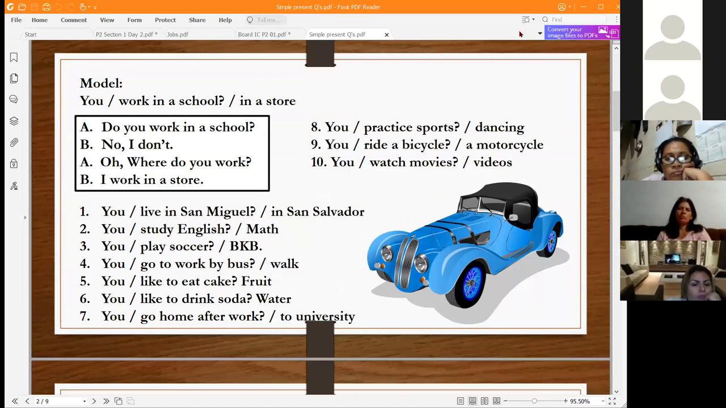Okay, let's see to practice. Okay, we have little time, but we're going to do it. It says, this is the model. You work in a school, in a store. So, do you work in a school? No, I don't. Oh, where do you work? Where do you work? I work in a store, okay? Do you work in a school? No, I don't. Oh, where do you work? I work in a store, okay?